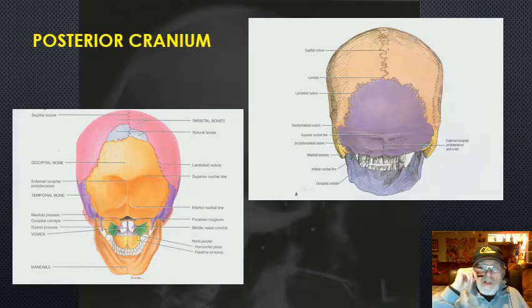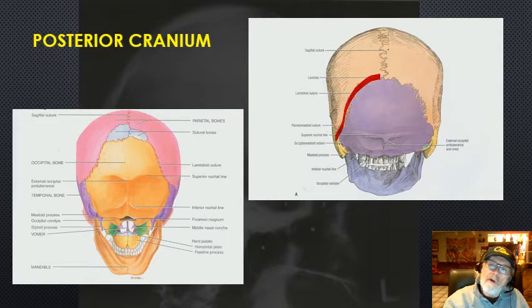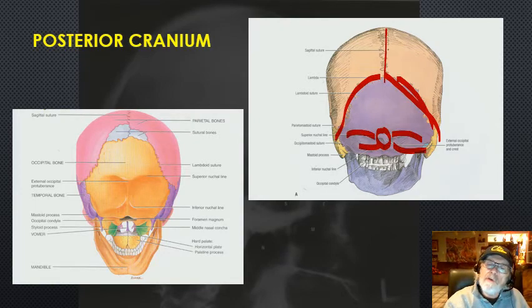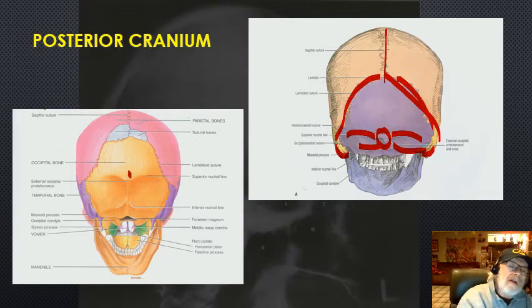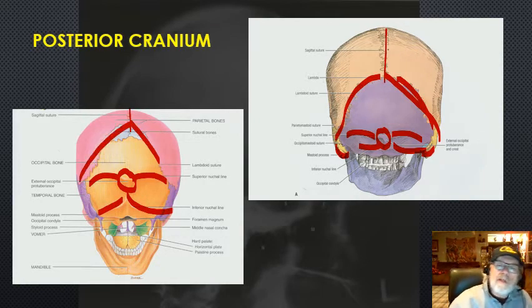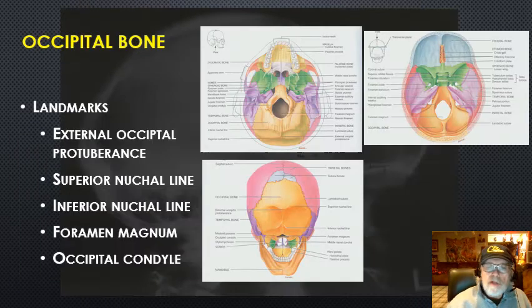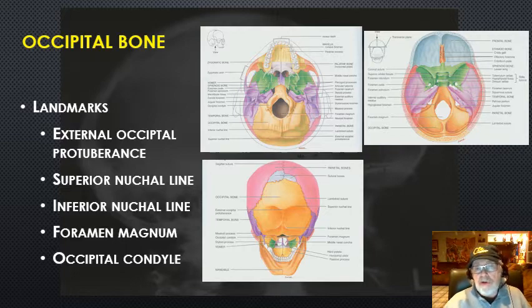Again, this is looking at that posterior cranium, what we saw before. Here's that lambda. Here's the sagittal. There's the lambdoid sutures. Here's the external occipital protuberance. Superior nuchal line, inferior nuchal line. Here's the mastoid, and that's about what we see there. Same thing here: external occipital protuberance, superior nuchal line, inferior nuchal line, lambda. Stuff we talked about before, so everybody should know all that; it's not a big deal. We don't have to go over this again.